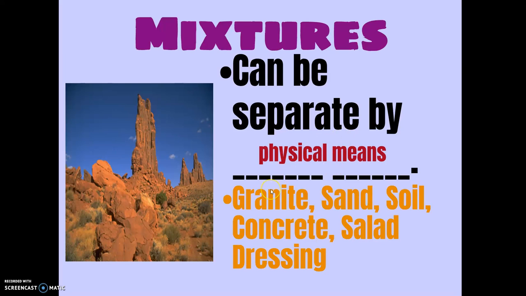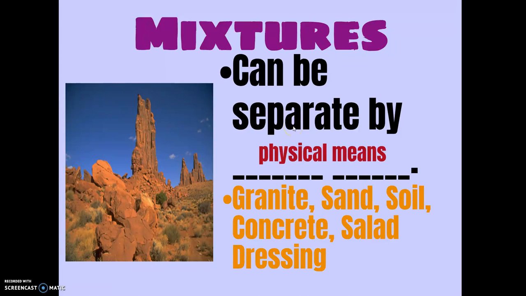So mixtures can be separated by physical means. Some examples are granite. So your granite countertops are mixtures. Sand has silicon dioxide and a couple other things in there. Soil, concrete, salad dressing.